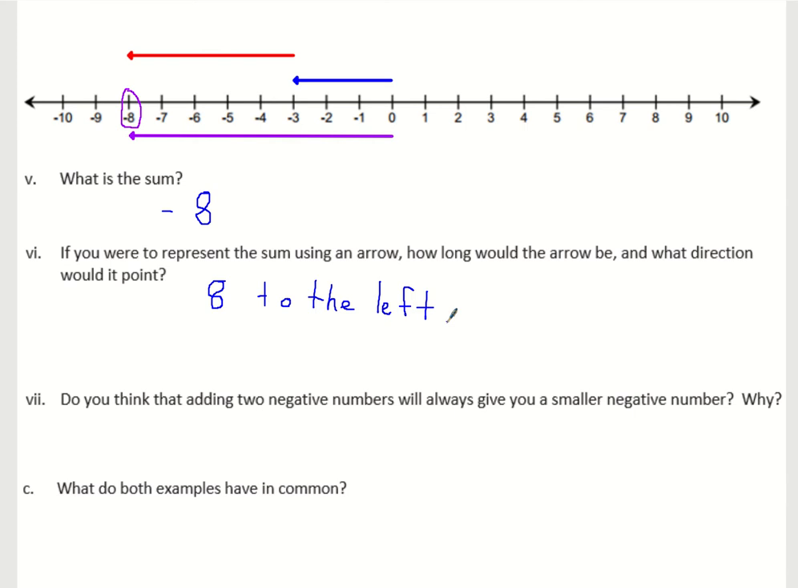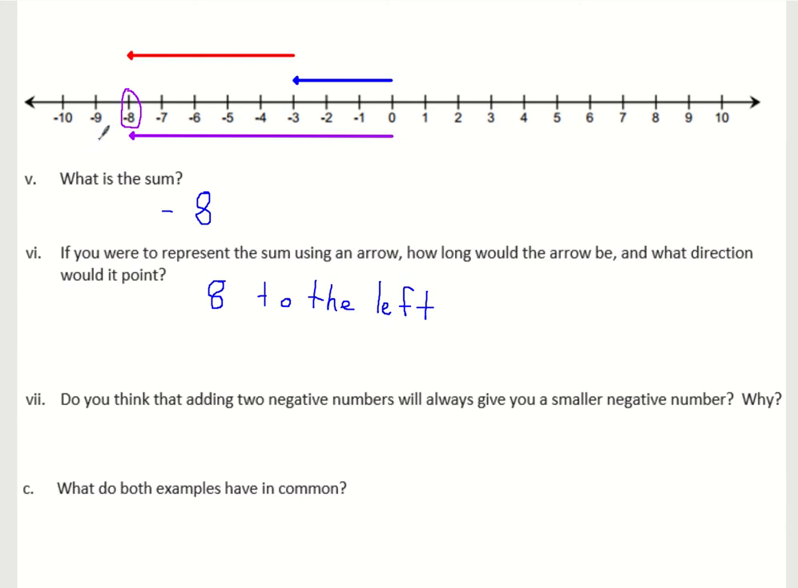And hopefully, even though it doesn't ask us that specific question again, we should be reminded about how the lengths of our arrows are relating to the absolute value that the arrows are representing. This arrow is 3 units long. The absolute value of -3 is 3. This one is 5 long. And the absolute value of -5 is 5. This one's 8 long. And the absolute value of -8 is 8.